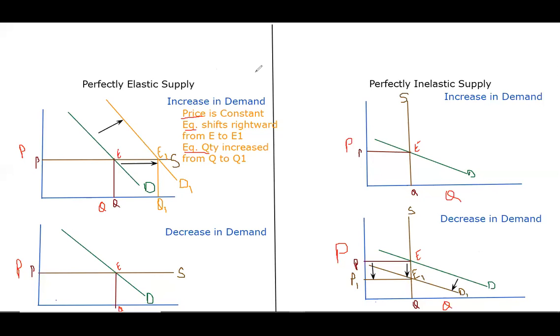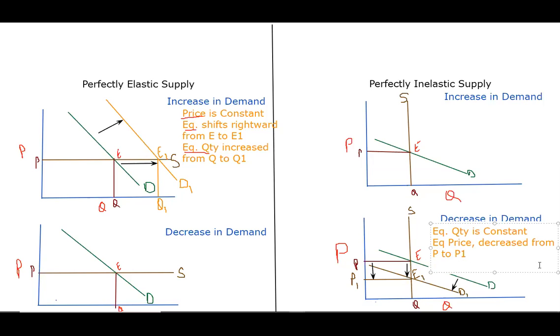So what are the conclusions now? Equilibrium quantity is constant. With the decrease in demand, the price has fallen. Equilibrium price is decreased from P to P1, and the quantity is constant.